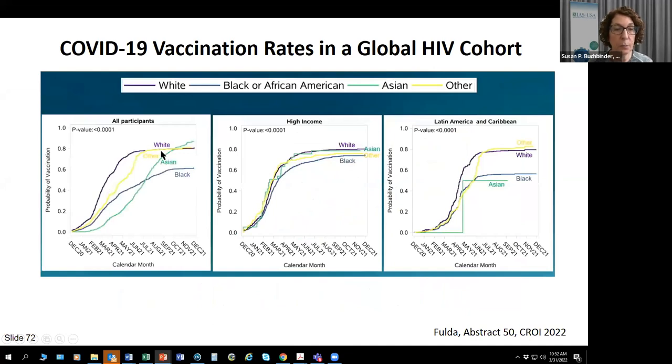There are these racial and ethnic disparities so that white individuals, this is among all participants, white individuals had the highest rate of vaccination, followed by Asian individuals that again gradually overtook the other group as we've seen that increase in South Asia vaccination, and Black individuals had the lowest rate of vaccination. And those disparities were true in high-income countries, but they were lesser disparities than, for instance, if you looked at Latin America and the Caribbean, where there were much more substantial disparities in rates of vaccination.